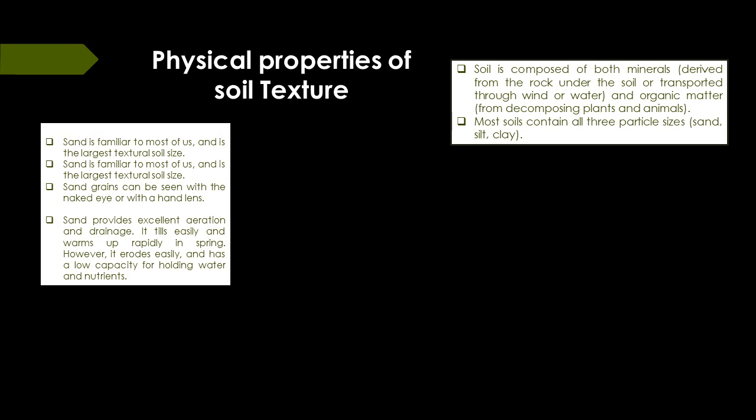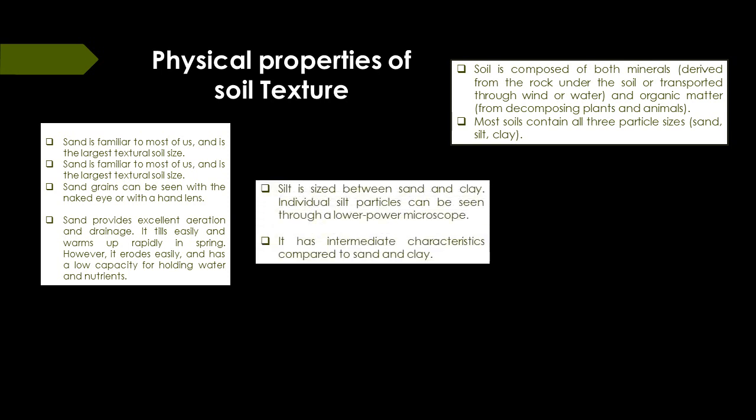It is easily seen with the naked eye or with a hand lens, and it provides excellent aeration and drainage. It warms up rapidly in spring. However, it erodes easily and has a low capacity for holding water and nutrients. So it has a low capacity of holding water.